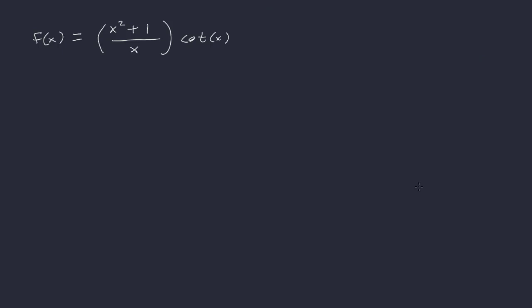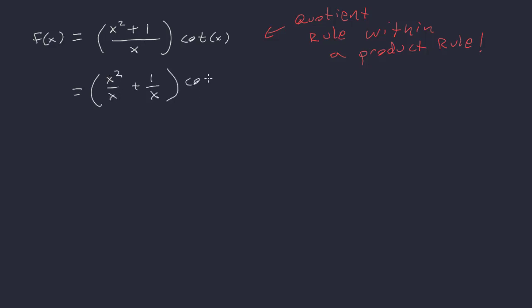Let's say f of x is x squared plus 1 all over x times cotangent of x. Now, as written, this is a quotient rule within a product rule, right? But I feel like we could actually change the way this looks. Since this is just being divided by x, what we can do is split the fraction up as x squared over x plus 1 over x times cotangent of x.